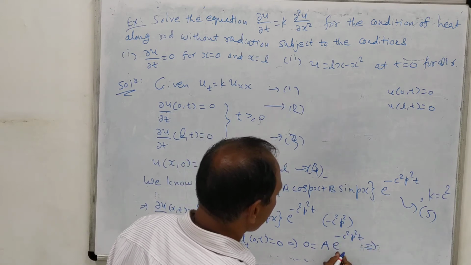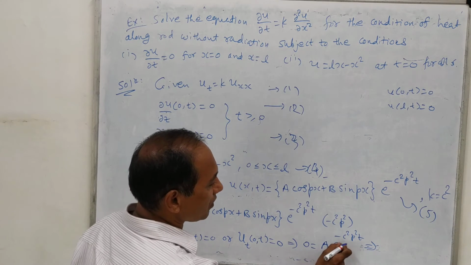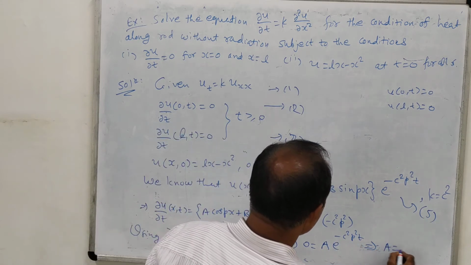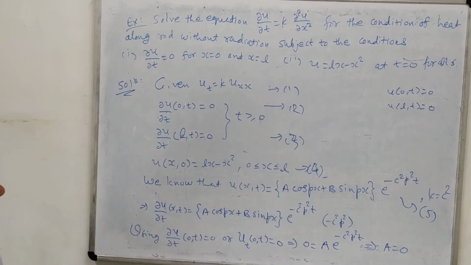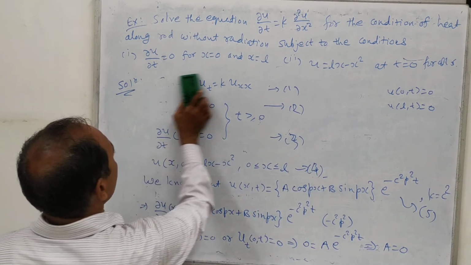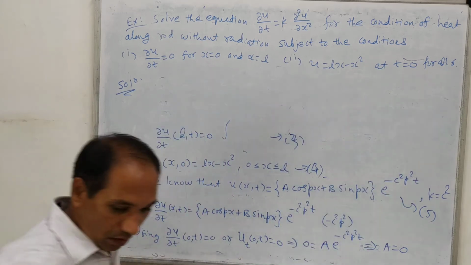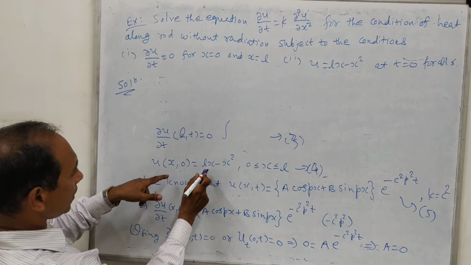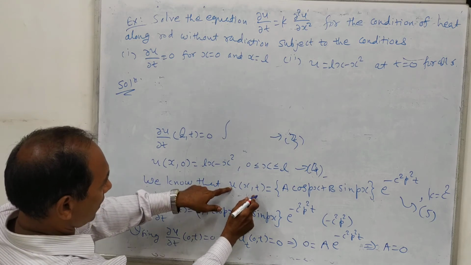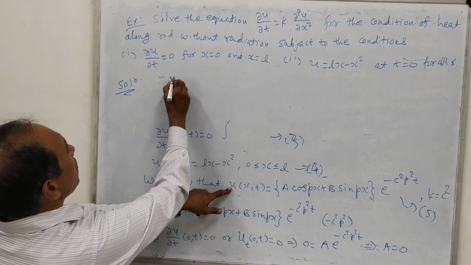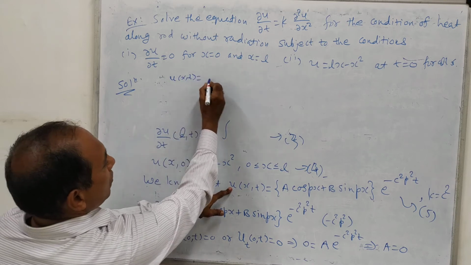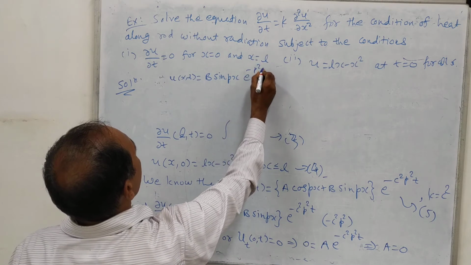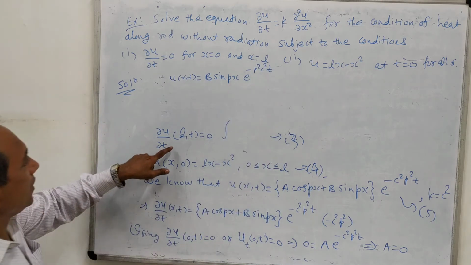So this implies that either this is 0 or this is 0, but this will not be 0 because it cannot vanish for all time t. So we must have a equal to 0, and that's why we have obtained the solution. We put a equal to 0 in this solution. So therefore u(x, t) equals b sin px into e raised to minus p square c square t. Now we apply the second condition.